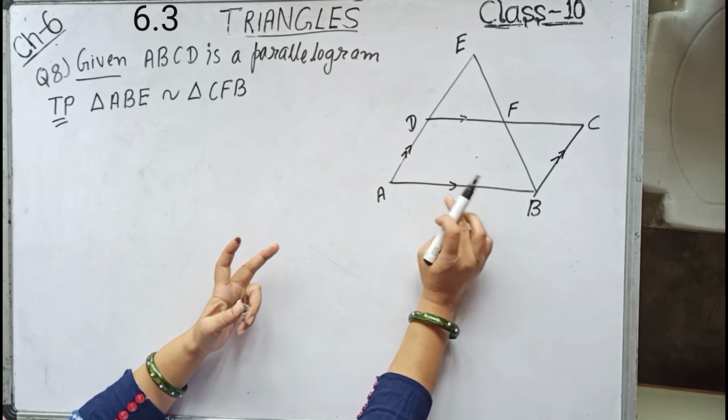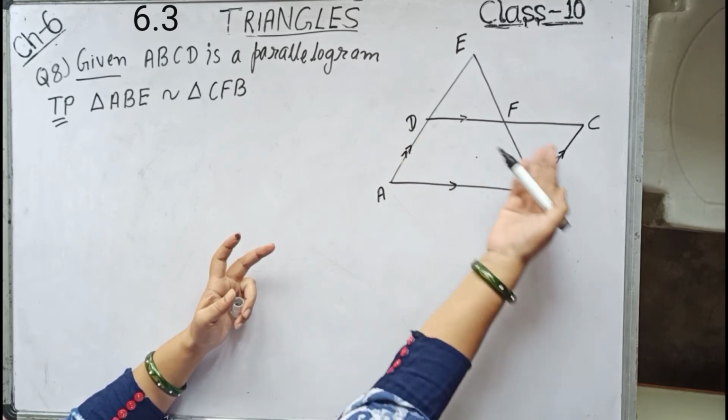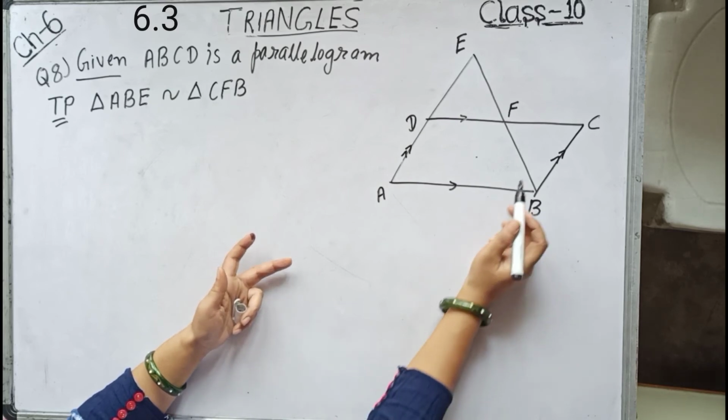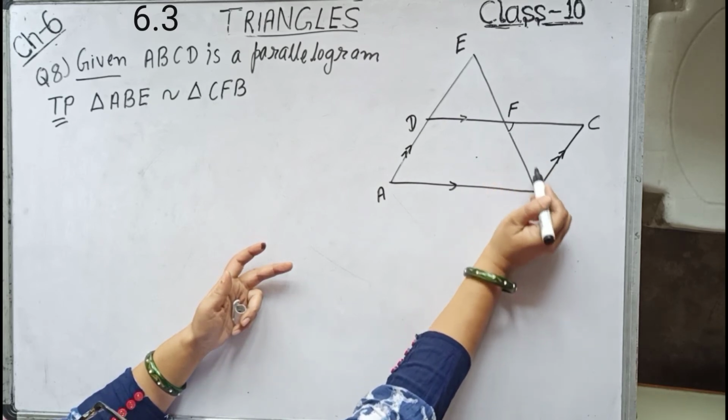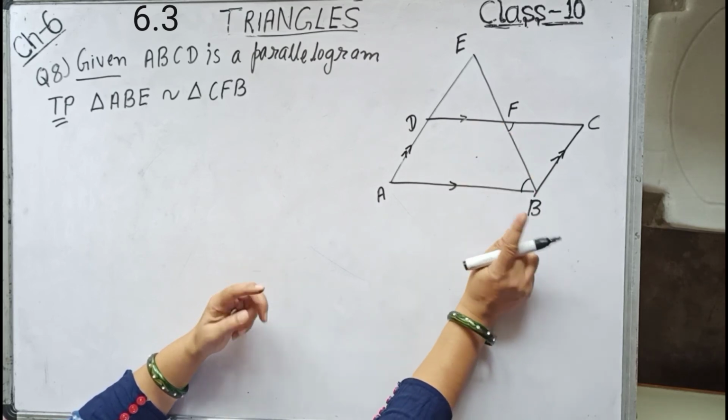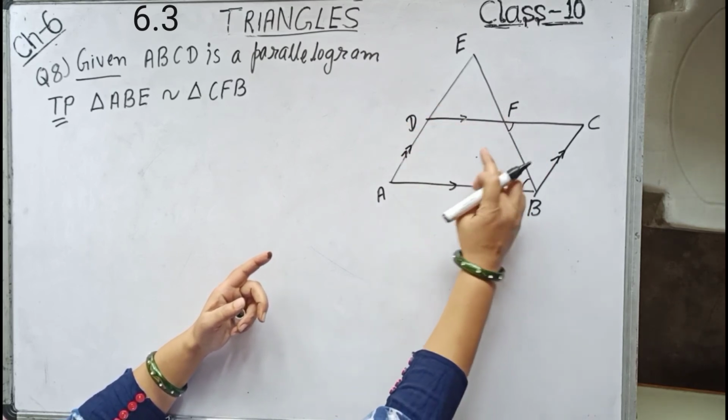By the figure only it should be clear what is given. So it is quite clear that ABCD is a parallelogram. Now since it is a parallelogram, we can say that this angle equals this angle, alternate angles, this line parallel to this line. Take care, we have to prove this triangle similar to this bigger triangle.